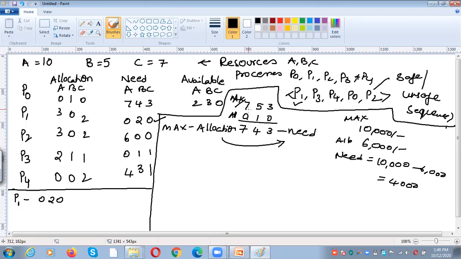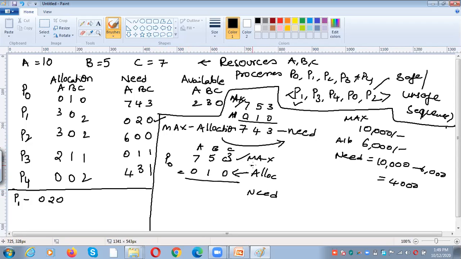4,000. Like that, in order to accomplish the task, P0 requires 7 instances of type A, 5 of type B and 3 of type C. How many are allocated? We allocated only 0 1 0. Still how many are required? We subtract, like 10,000 minus 6,000. This is the maximum required, we allocated 0 1 0, then what is the need? Need equals max minus allocation, 7 4 3. Okay, this is the need.